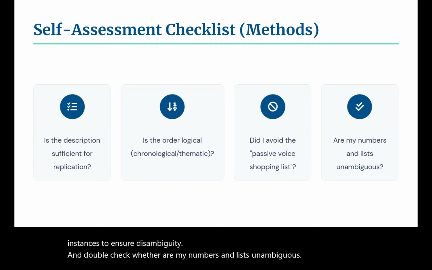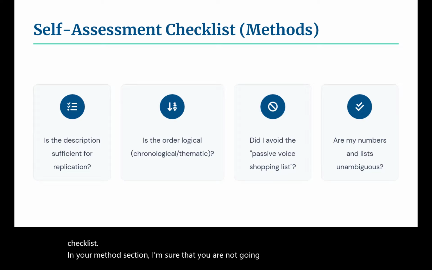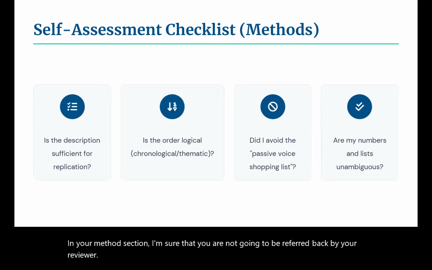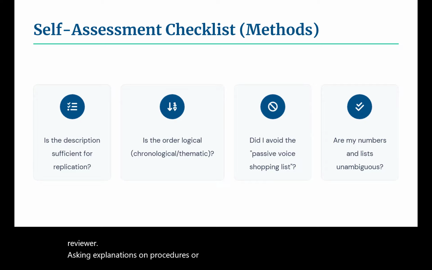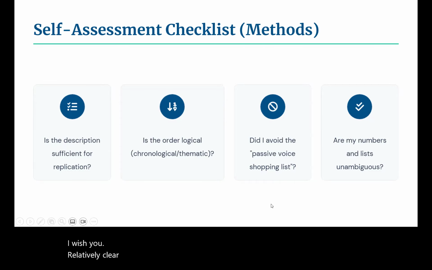So these 4 items are a must, and if you check through these 4 items as a checklist in your method section, I'm sure that you are not going to be referred back by your reviewer asking for explanation on procedures, or rather clarity or replicability or preciseness. I wish you are relatively clear now about how to articulate your method section.